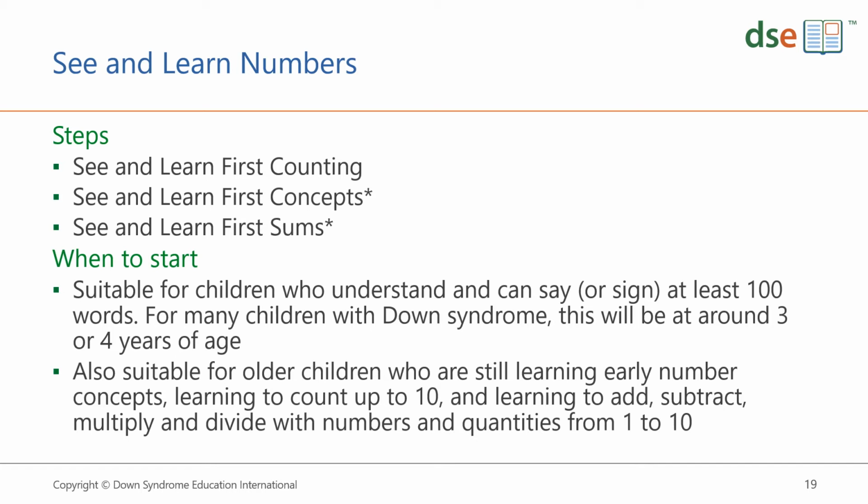So it's suitable for children who understand and can say or sign at least 100 words. And there's huge variability in the rates of progress for children with Down syndrome, but we expect this to be around 3 to 4 years of age, where we might begin learning about numbers. Obviously, the materials are suitable for older children who are still learning the concepts I've stepped through.